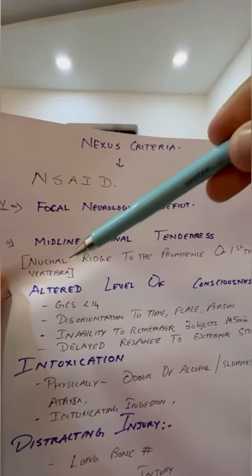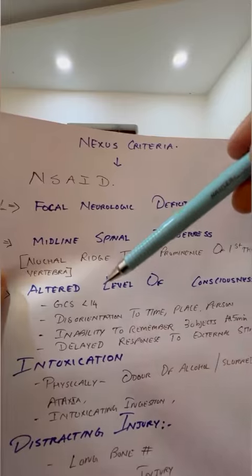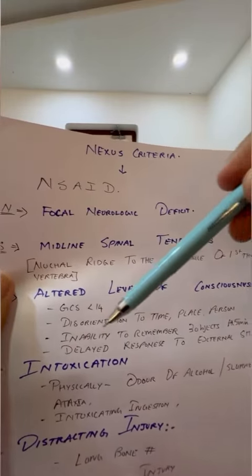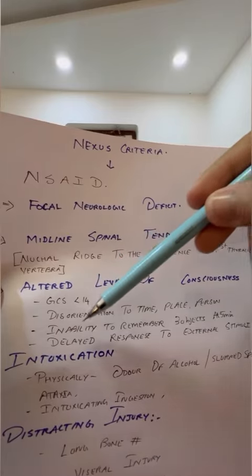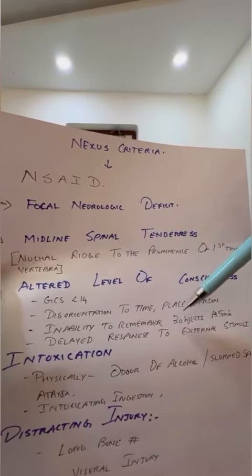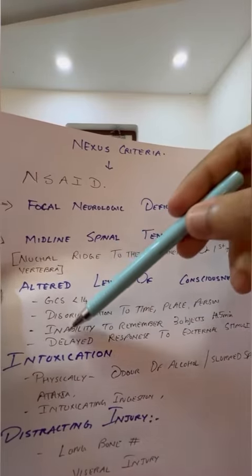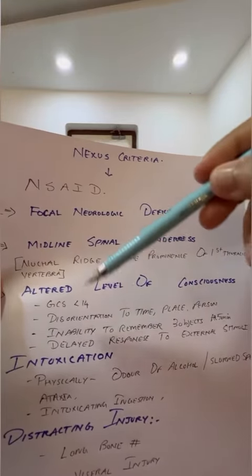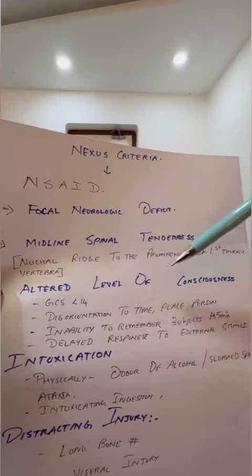That is, if the patient has a GCS less than 14, if he or she is disoriented to time, place or person, if the patient is unable to remember 3 objects at 5 minutes, and if the patient has a delayed response to external stimuli. All this comes under altered level of consciousness.